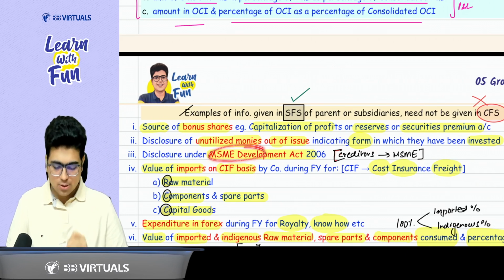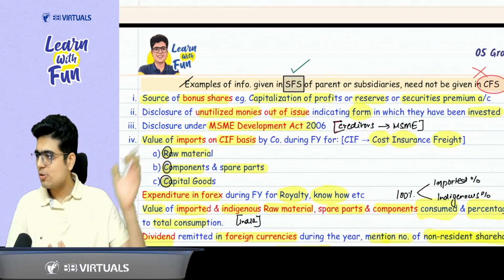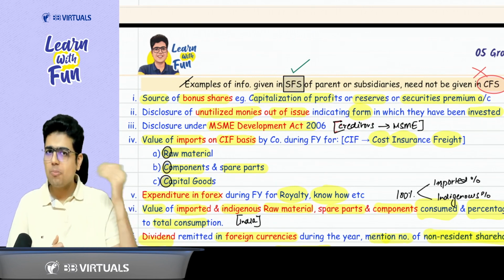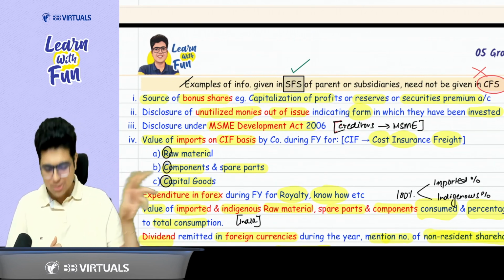Then, sir, MSME disclosures are required. You need to disclose the imports on CIF (cost, insurance, freight) basis of raw material, components and spares, and capital goods. These need to be disclosed.